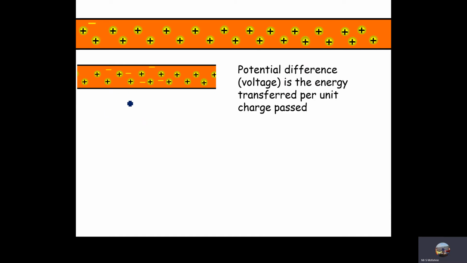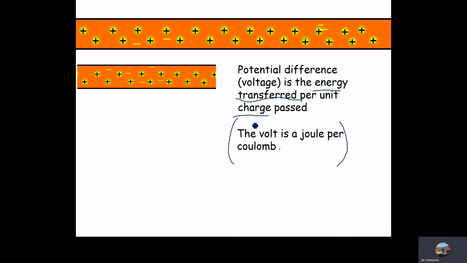There's some key terms that are going to be coming up now that you'll be getting a task on. Potential difference, or voltage, is the energy transferred for every bit of charge that passes. And remember that charge is measured in coulombs. It's a packet of electrons. So when we talk about voltage, we're just talking about the amount of joules for every bit of charge that passes.